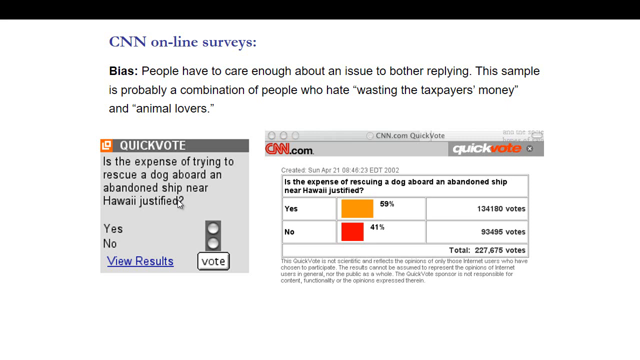Again, these results are not representative of all the adults in the country. The people have to care enough about an issue to bother replying. This sample is probably a combination of people who hate wasting the taxpayers' money and animal lovers.